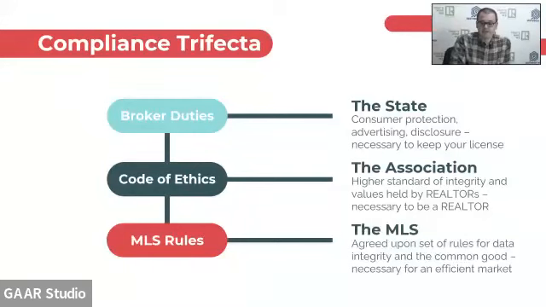Here's the best way to break it down. Broker duties deals with protecting the consumer, things like advertising and disclosure. Following the New Mexico Real Estate Rules book is how you earn and maintain your license. Code of Ethics deals with professionalism and a high standard of integrity. Pledging to the Code of Ethics is how you became a realtor.